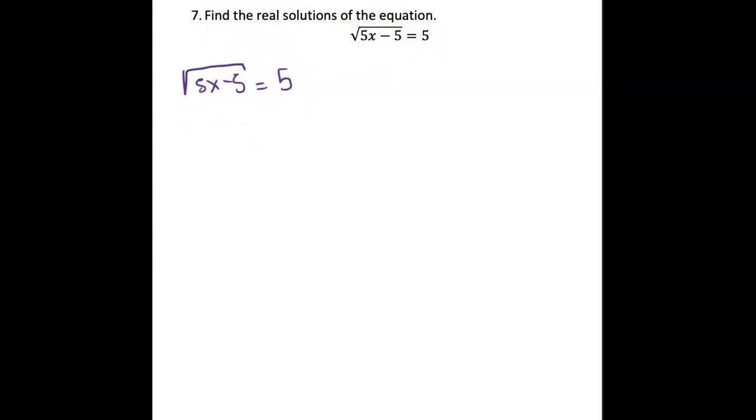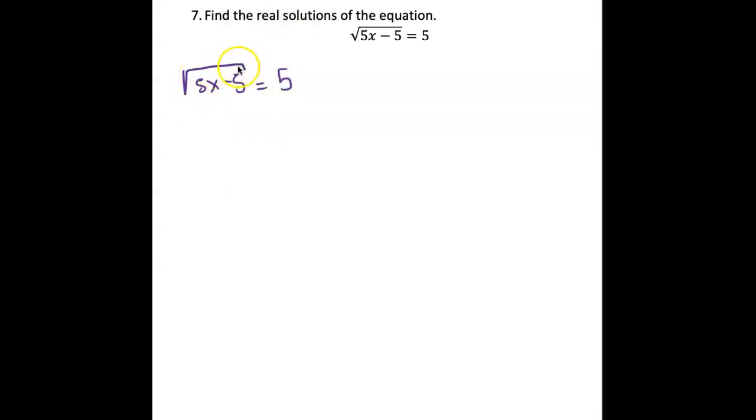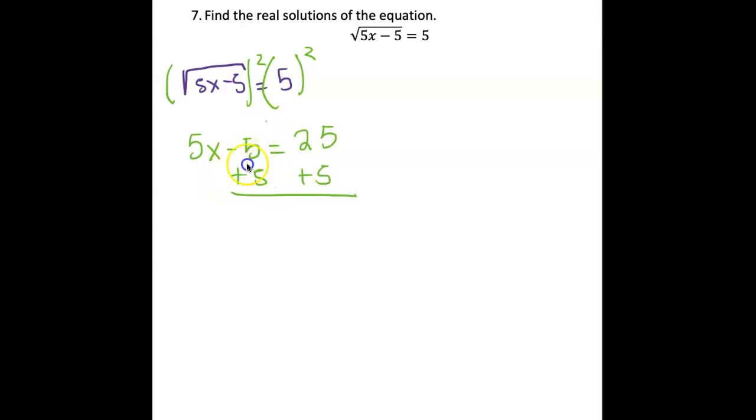Okay, so in order to solve for this one over here, I need to cancel the square root. So I'm going to go ahead and square both sides, because the opposite to a square root is to square it. So that leaves me with 5x minus 5 equals what? 25. Then I add the 5.